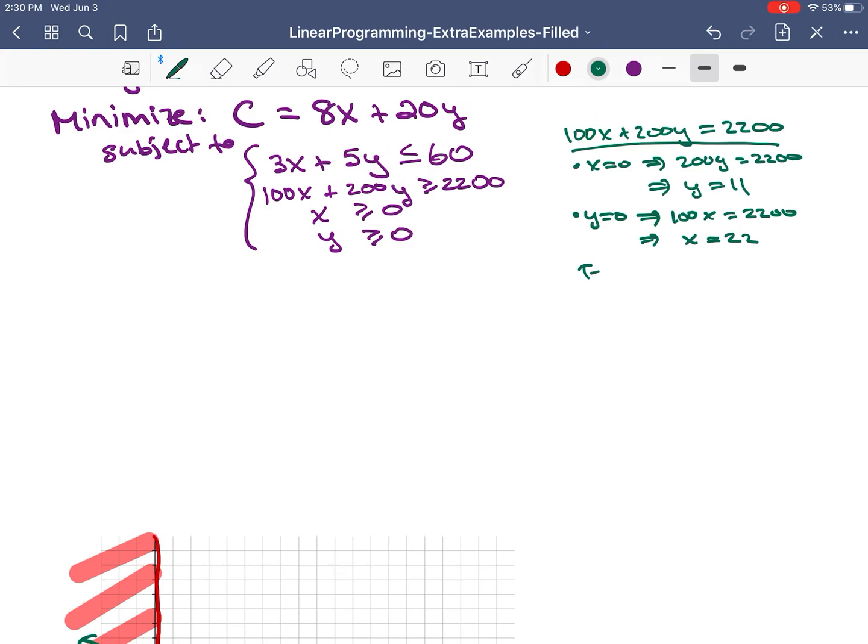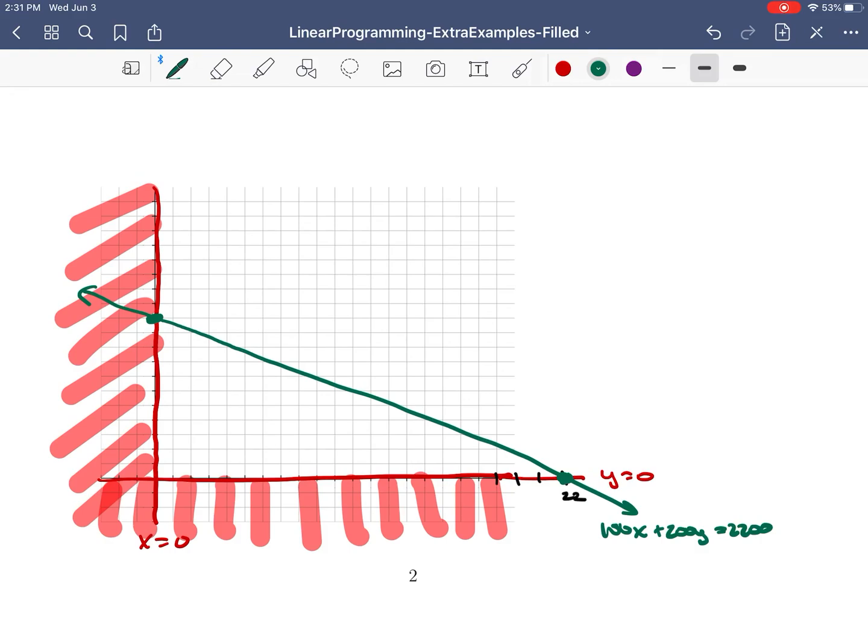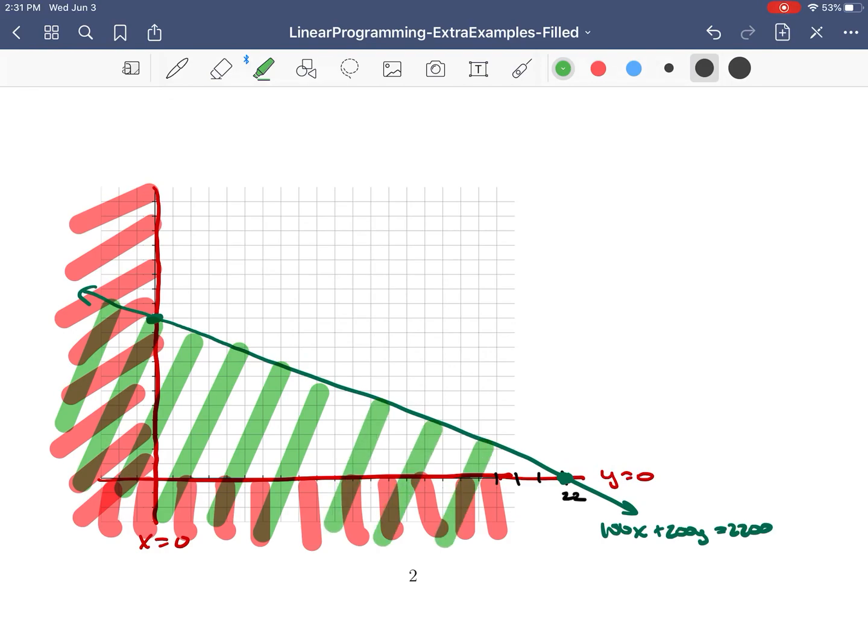And then we want to test. So if I test 0, 0, I get 0 plus 0 bigger than or equal to 2200. So that's false. So 0, 0 is on the wrong side. So I'm going to get rid of the side that has 0, 0. So all of this is gone.